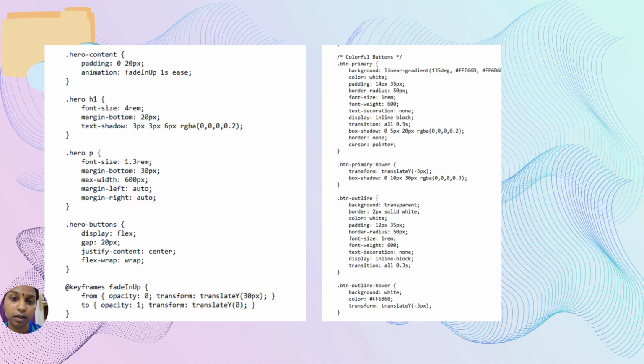The last is to offer a secondary choice without competing with our primary objective. We created an outline button. It features a transparent background with a clean and solid white border. However, to make the hover more dramatic, on hover the background turns completely white and the text shifts to our signature brand color, and the button lifts up 3 pixels, matching our primary action's physical feedback.